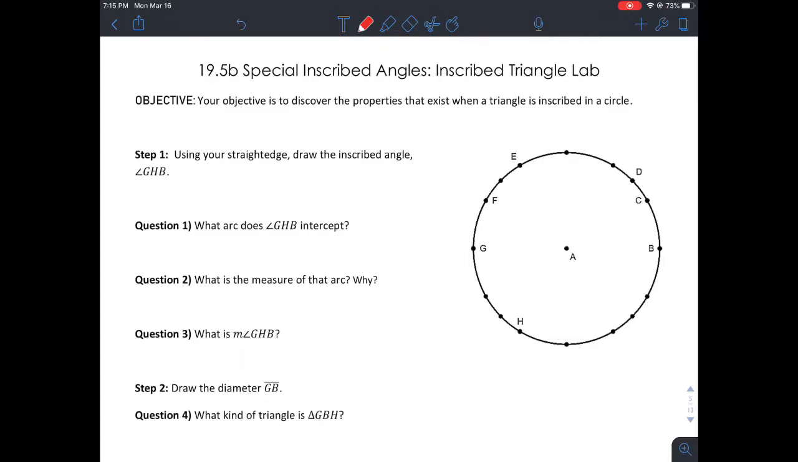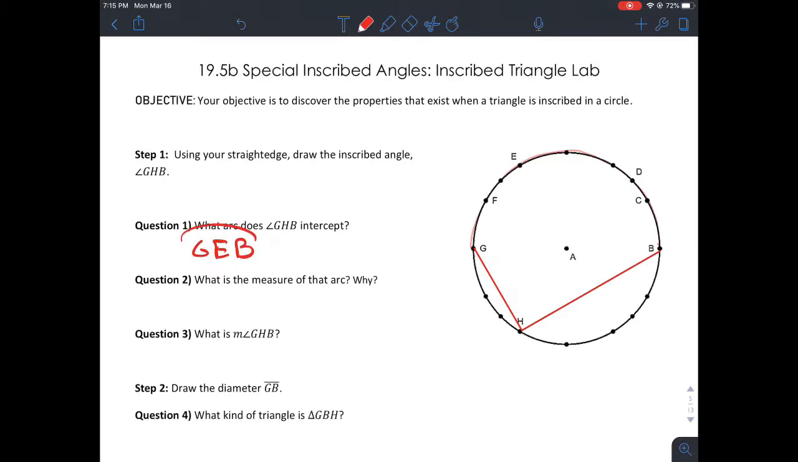So for step 1, it says use your straight edge and draw the inscribed angle GHB. So we have G to H, H to B. It says, what arc does GHB intercept? Well, let's look. GHB intercepts this arc here. So we could say arc GEB.